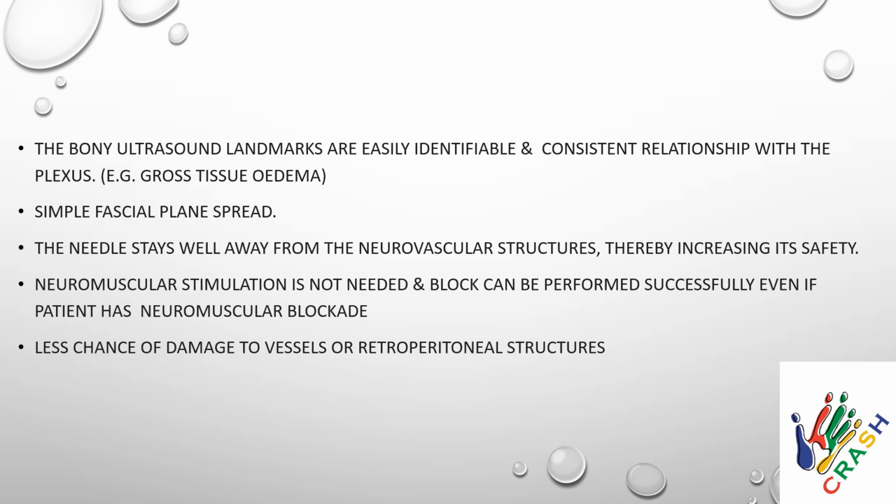A patient can still have neuromuscular blockade, and as nerve stimulation is not necessary for this fascial plane block, it can still be used on patients who are paralyzed. There's less chance of damage to vessels or surrounding retroperitoneal structures.